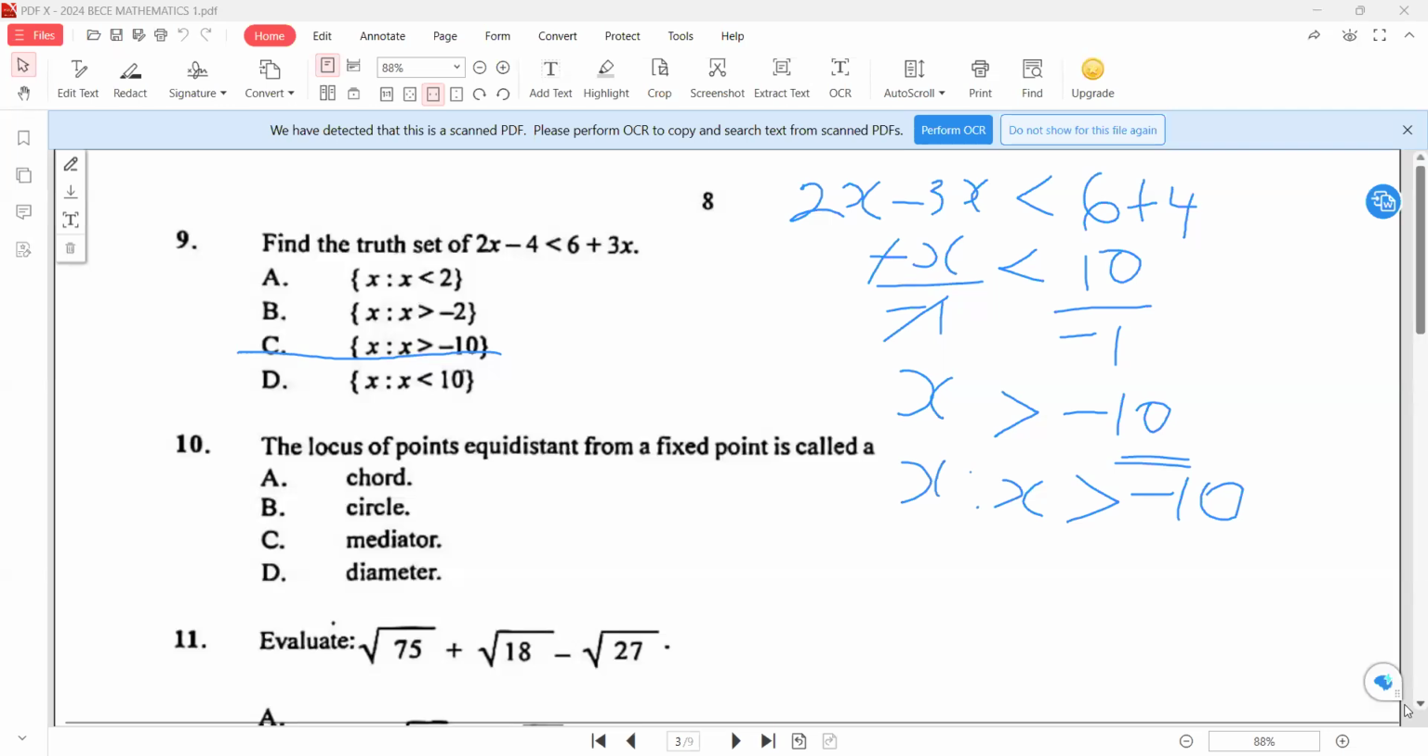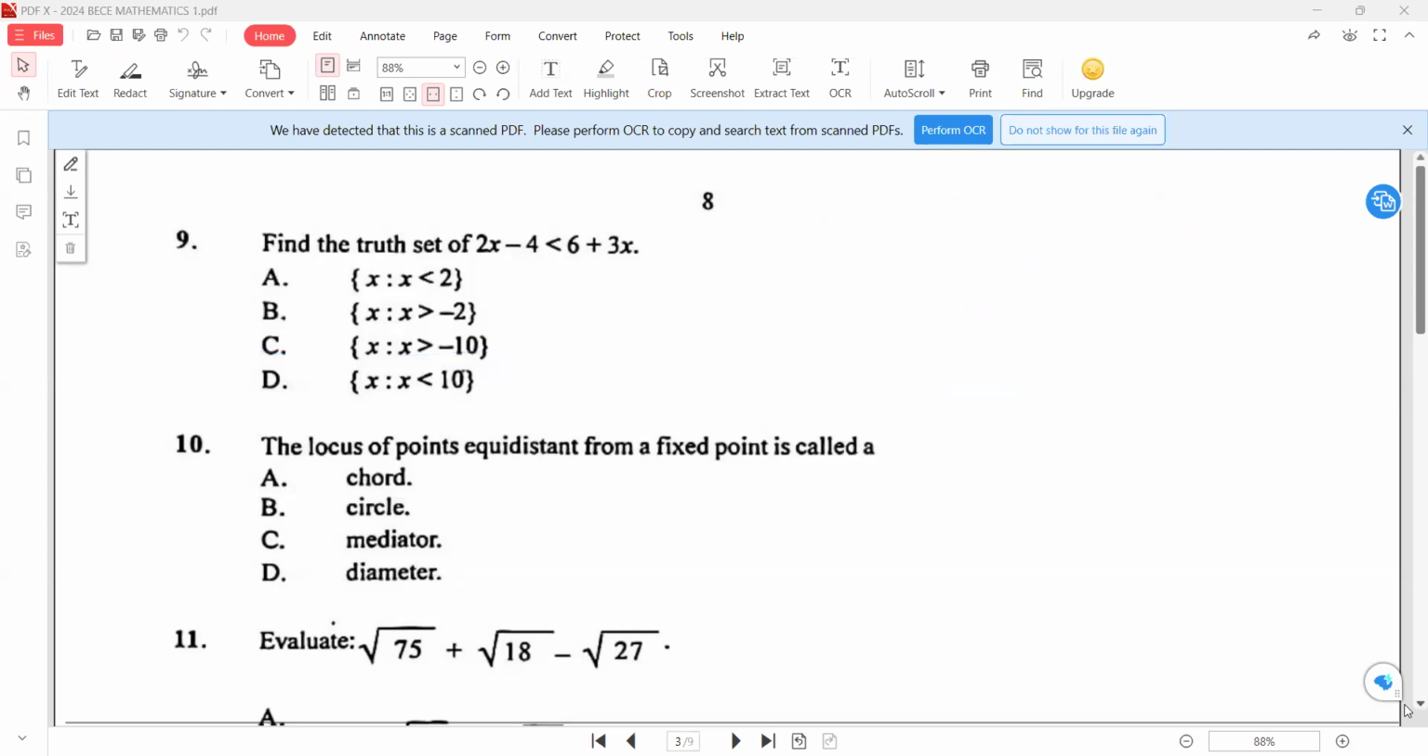Question number 10. The locus of points equidistant from a fixed point is called. If the locus of points is equidistant from a fixed point, it means that I'm looking at movement from a fixed point such that anywhere you stop would be of equal distance from the fixed point. And this is only possible by drawing a circle. So that movement would be the radius. The locus of points equidistant from a fixed point is always going to be called a circle.